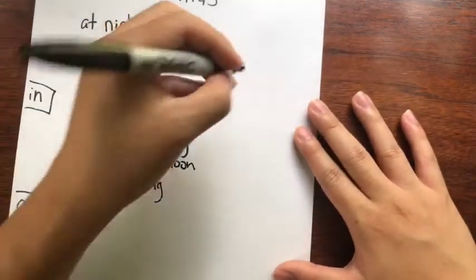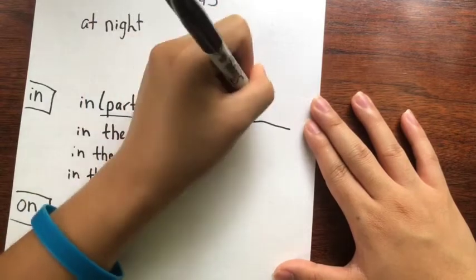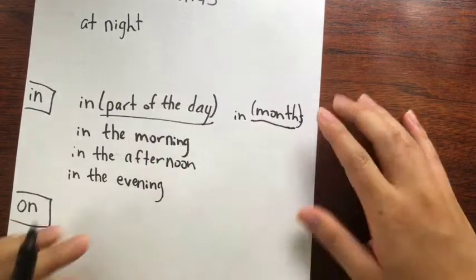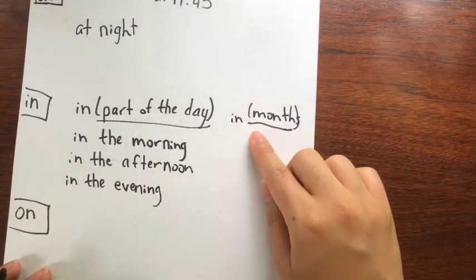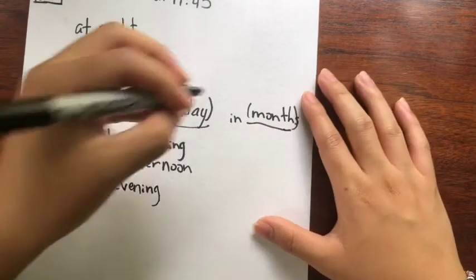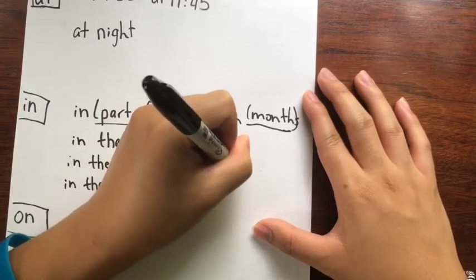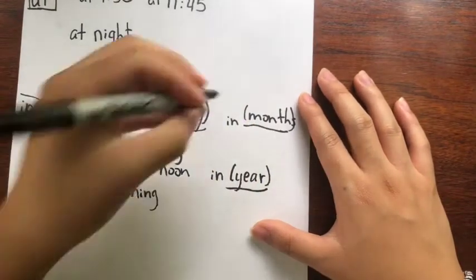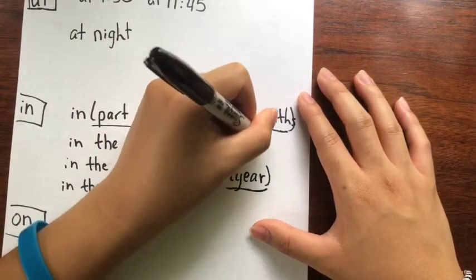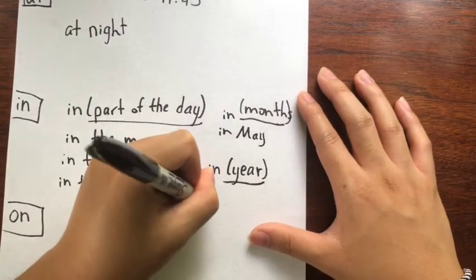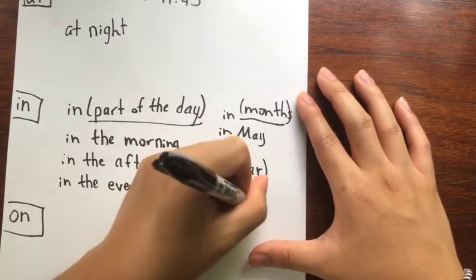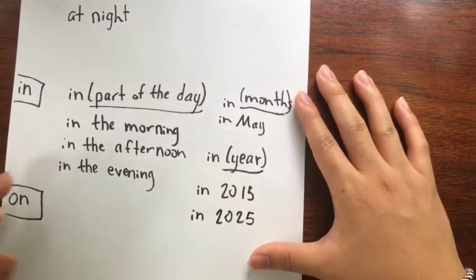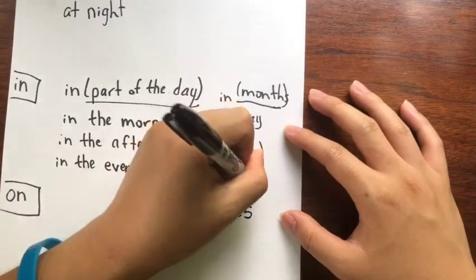We can also use the word in for months. So we can say in May, in June, in October. And we can use the word in for a year. So we can say in 2015 or in 2025. These are years. We say in.